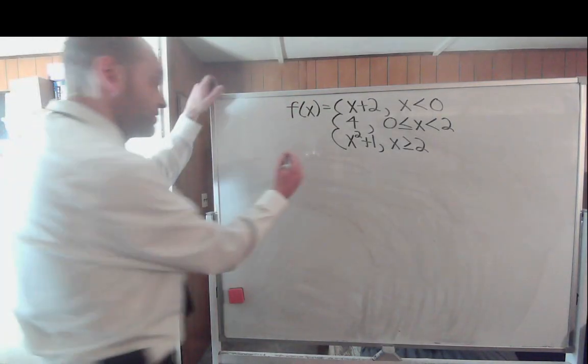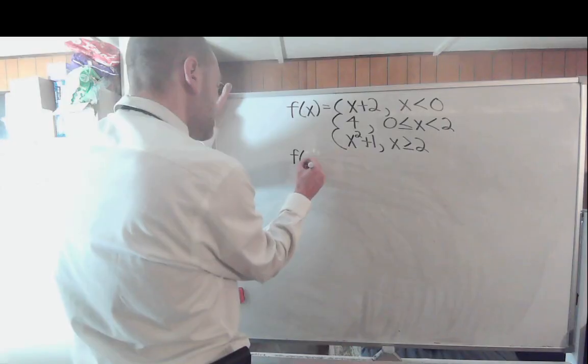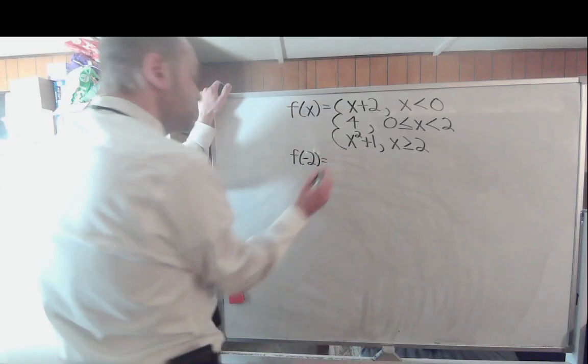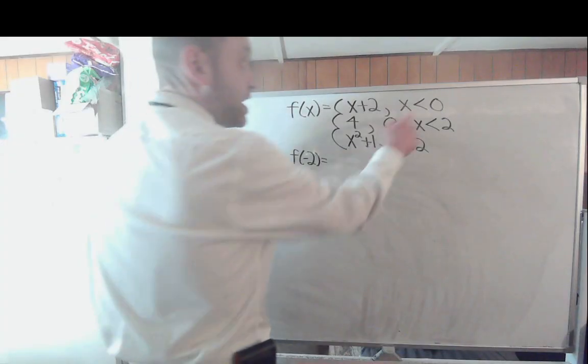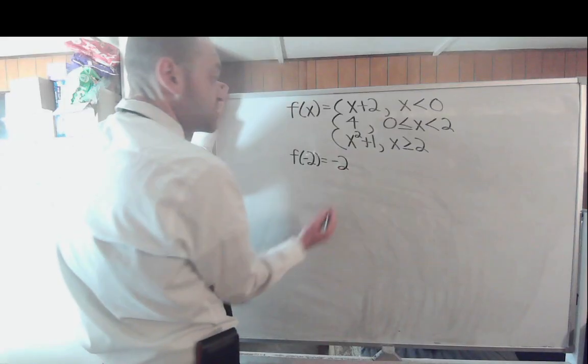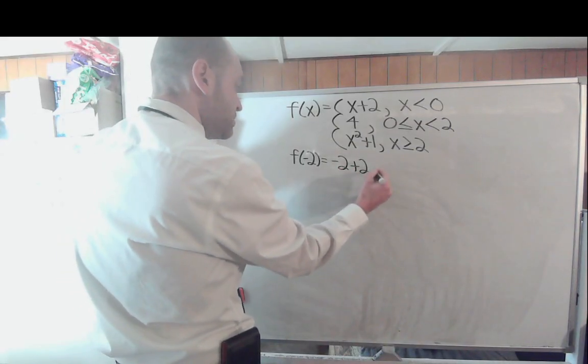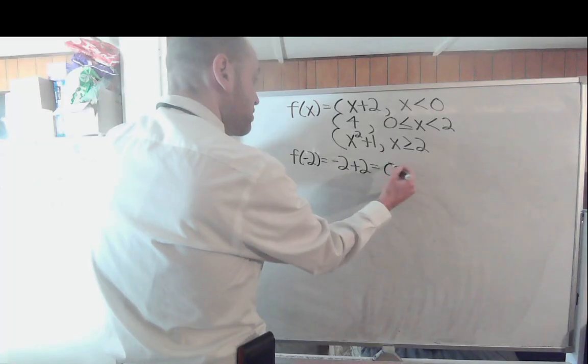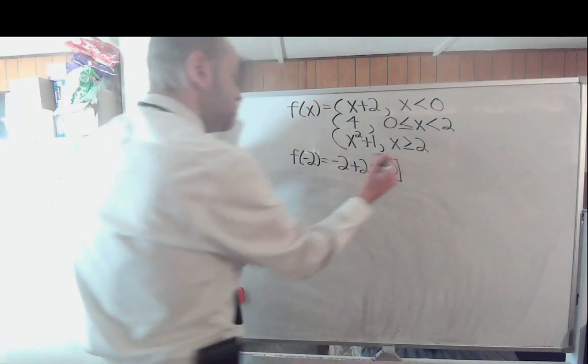So let's take f of negative 2. Well, that falls under x is less than 0, so you'll put in negative 2 for your x, so you'll get negative 2 plus 2, which would be 0. So f of negative 2 would be 0.